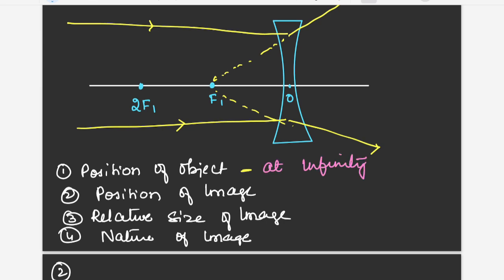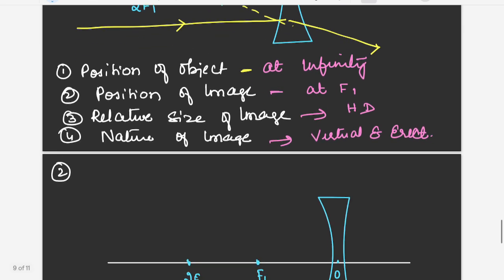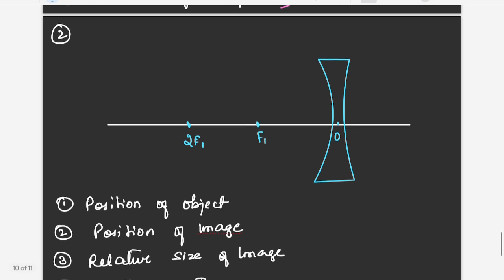So therefore you will write here the position of the object is at infinity, and the image is formed at F1. Size of the image is highly diminished and nature of the image is virtual and erect. Virtual and erect. So is that clear?